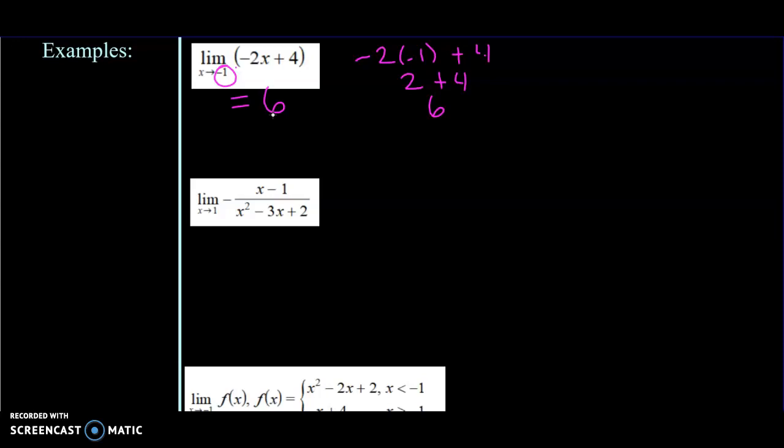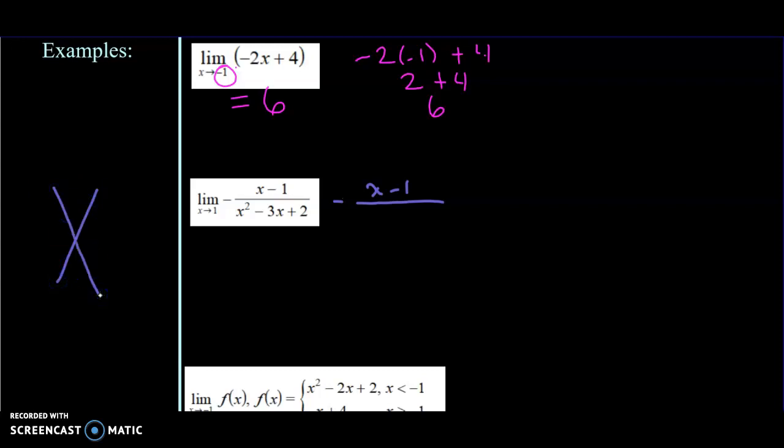Now, like in example number 2, well, we have a rational function, and I could actually simplify my denominator. I could factor my denominator. And so what we're going to do is the following. We're going to end up simplifying. I'm going to leave my numerator. Can't simplify that. The negative is out in front. And then x squared minus 3x plus 2.